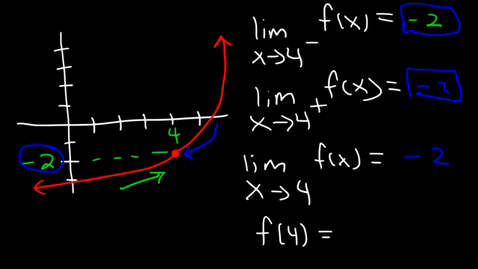Now what about f of 4? Notice that we do have a closed circle at x equals 4. So it's also equal to -2. So therefore everything is the same. The function is continuous at an x value of 4.